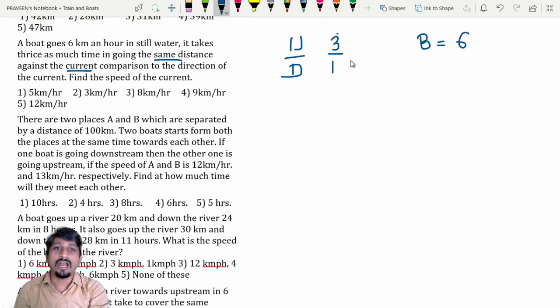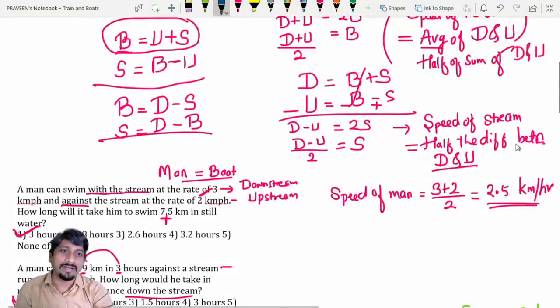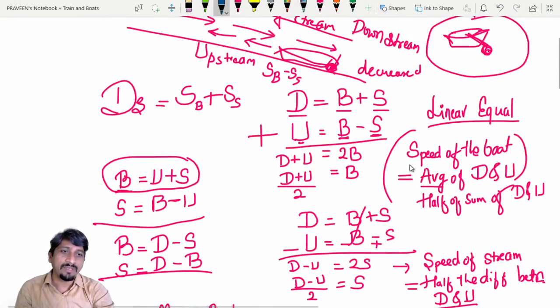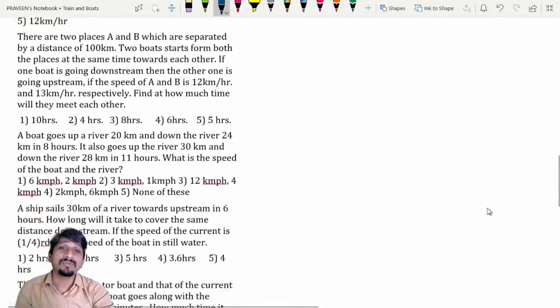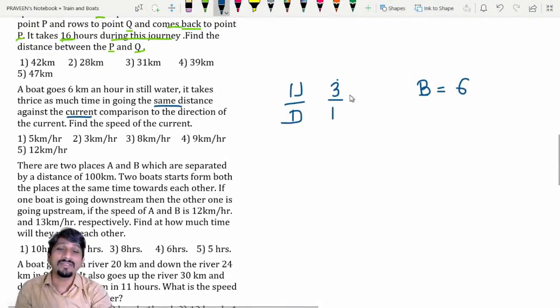Now we have to find, because this we know is the average of these two. Now try to understand. Speed of the boat is the average of downstream and upstream. What is the average of this here? See, if I take this as a ratio, because this is a ratio, what is the average of the ratio? Average of the ratio is 2. So this is equal to 2.